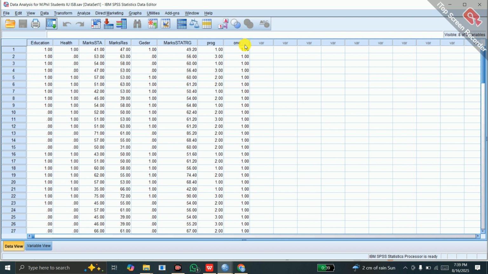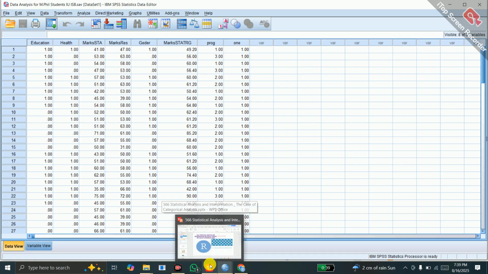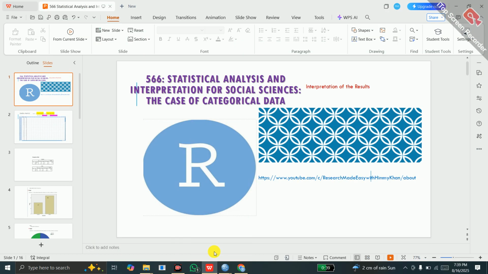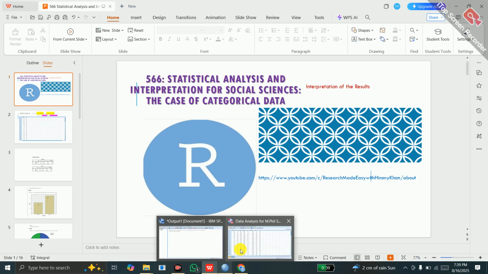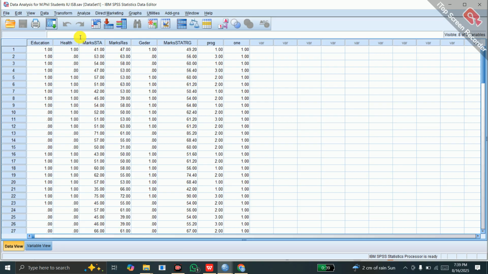So I'll be using this data set for both the analysis of categorical as well as continuous data. First I would like to start with categorical analysis. I'll be using the same data set. So let me start with the very basics.